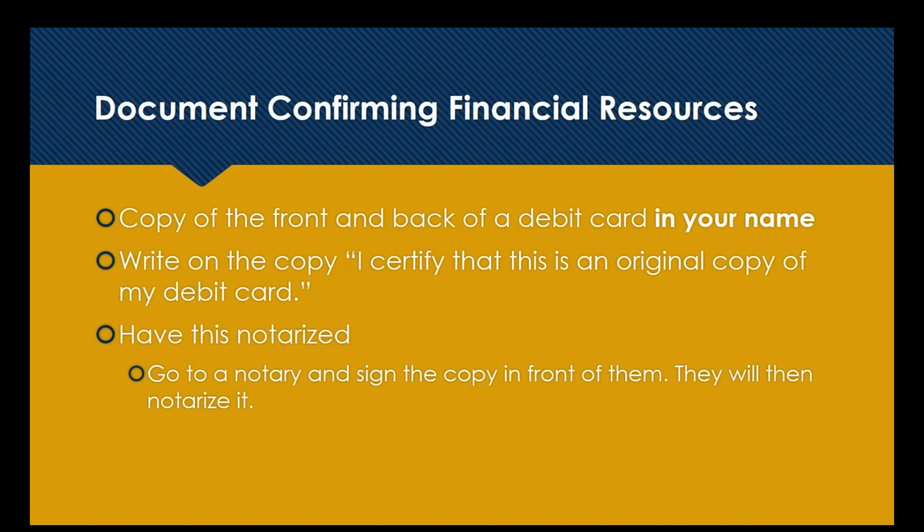So this document confirming sufficient financial resources is usually a two-part document, and it's usually the one that is most challenging for students. So the first is quite easy. It's just the copy of the front and back of a debit card, which has to be in your name. And this photocopy also needs to be notarized.